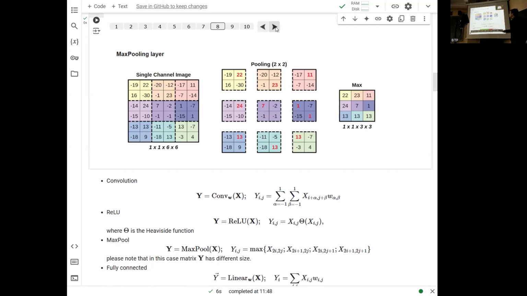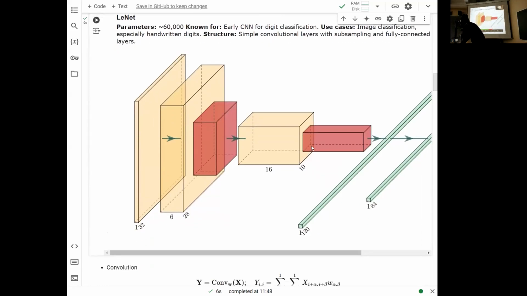One more layer is the so-called max pooling layer. It takes an image, splits it into parts, and from each part, the largest number is taken and then sent to the next layer. So it makes this image smaller, but it keeps the biggest values. Okay, having all these layers, we can construct a neural network.